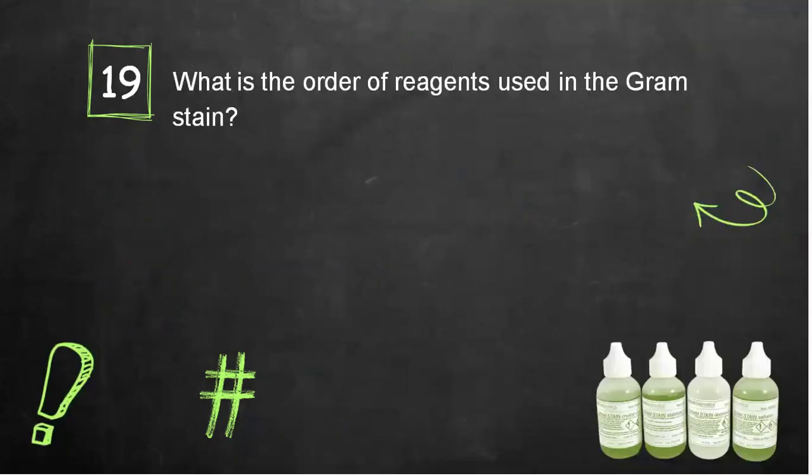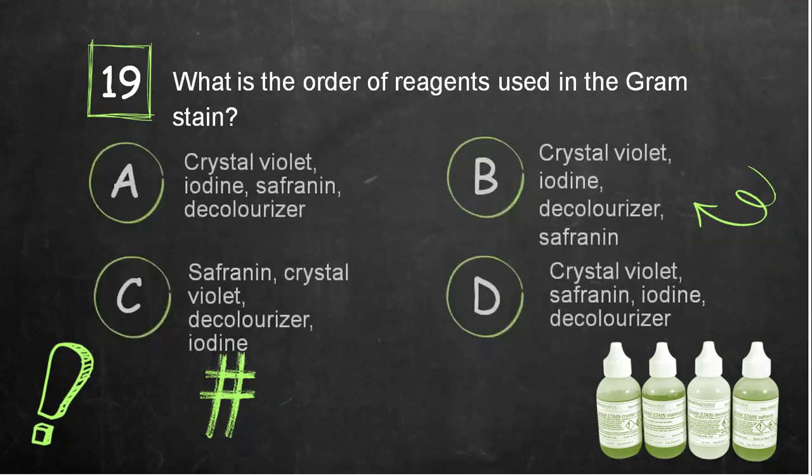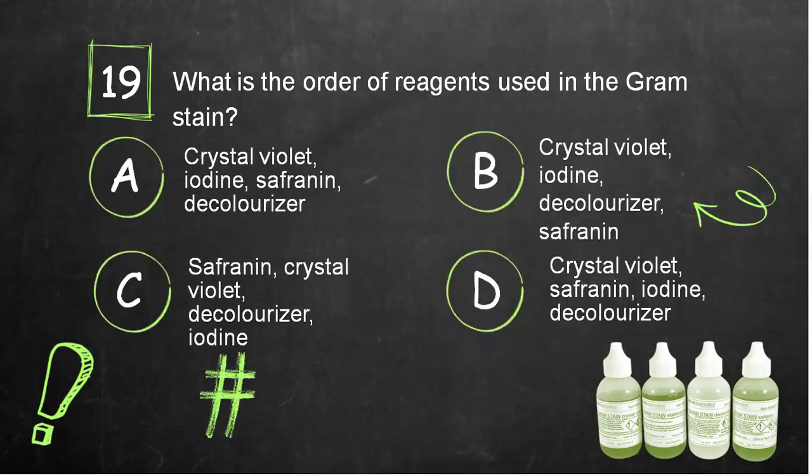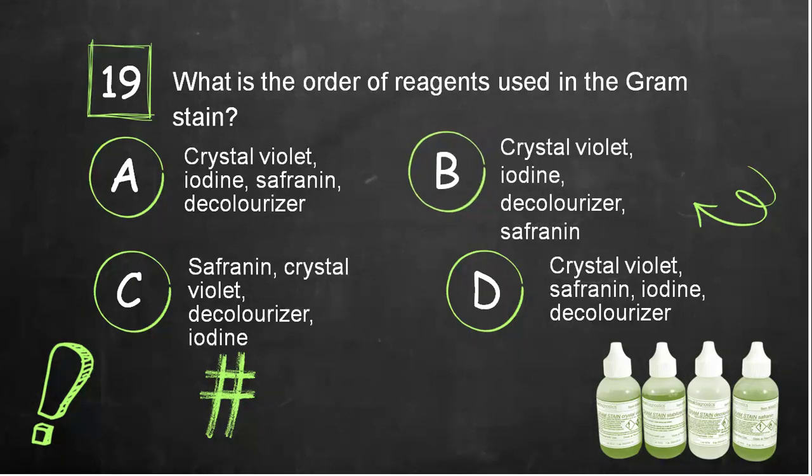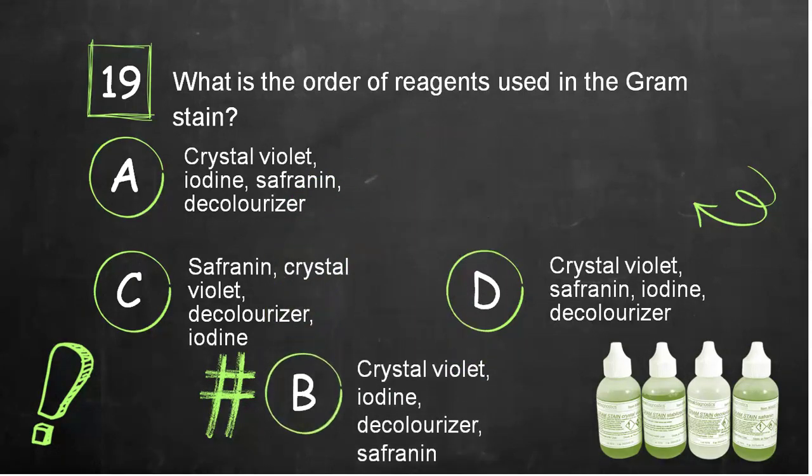Next question. What is the order of reagents used in the Gram staining? So what is the correct sequence of the Gram staining? Option A, crystal violet, iodine, safranin, decolorizer. Option B, crystal violet, iodine, decolorizer, safranin. Option C, safranin, crystal violet, decolorizer, iodine. Option D, crystal violet, safranin, iodine, and decolorizer. So what is the correct order? Here, that is option B, crystal violet, iodine, decolorizer, and safranin.